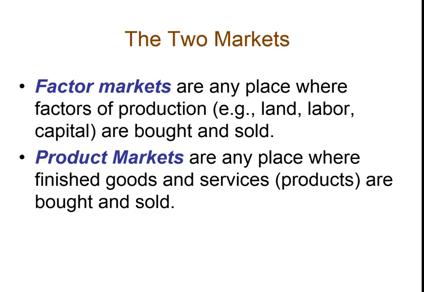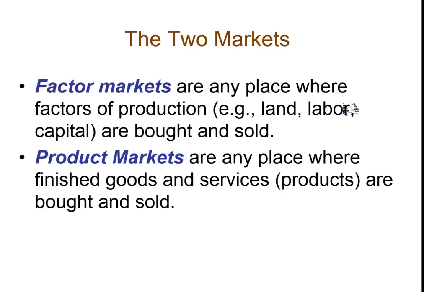And then there's the product market. This is when the product is produced and brought to market for final consumption. So there's supply and demand in this market, and there's supply and demand in this market. And in this market, consumers are the supplier. They supply their labor.